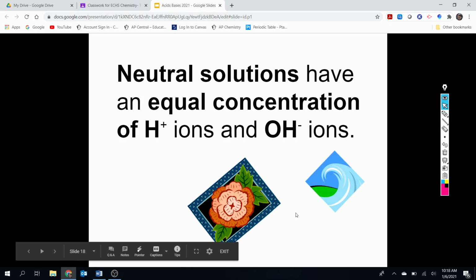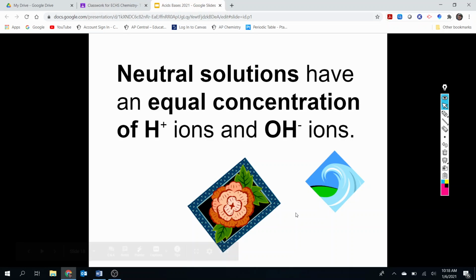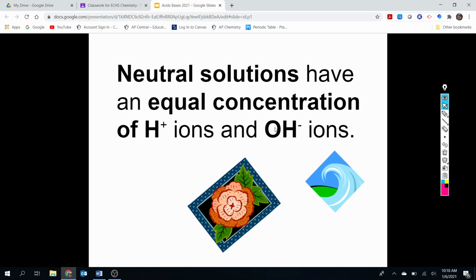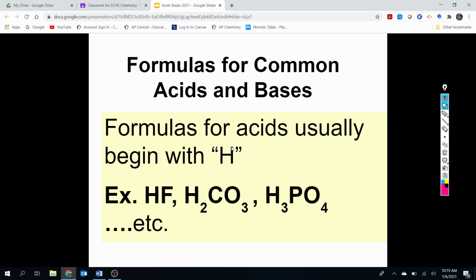All right, so we've talked about acids and bases, and in between those is neutral. And a neutral, remember that acids have a lot of H plus, bases have a lot of OH minus, and if you have the same amount of each, then that will be a neutral solution. And of course, the best example of a neutral solution is pure water.